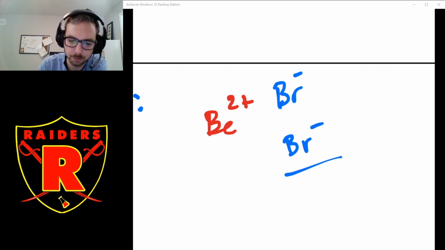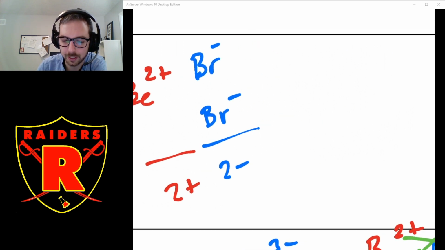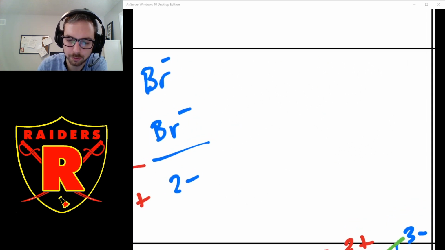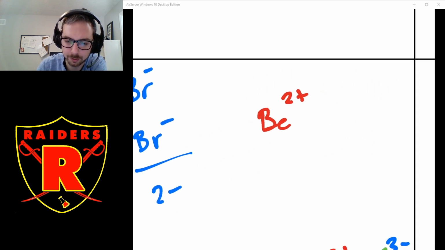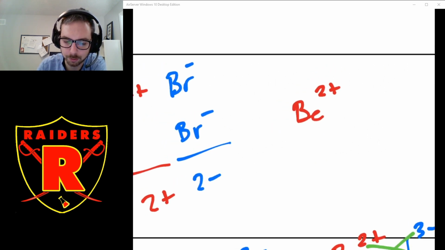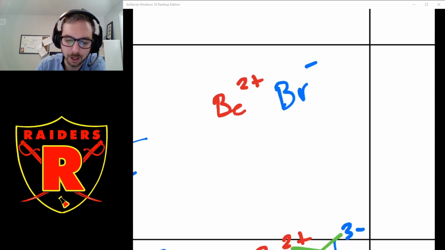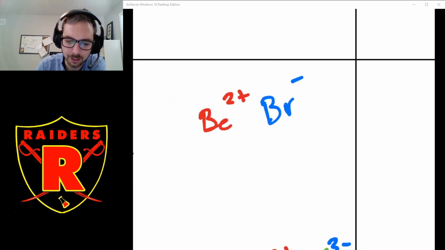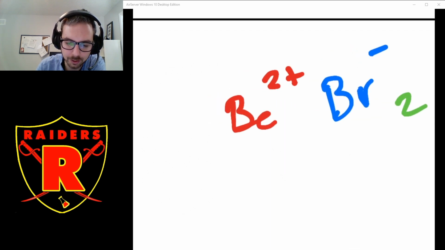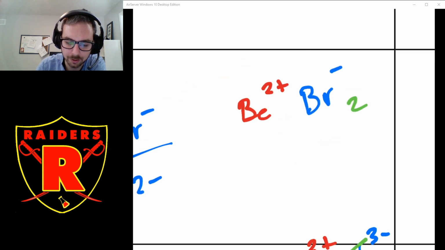And if we take our totals at the bottom, we'll notice that we've got 2 plus total charge and 2 negative total charge. In other words, it adds up to 0. So if I look at just their charges, so I write the beryllium out. There's the charge of 2 plus, and I write the bromine out. Bromine is a 1 minus charge. The number of bromines that I need in order to counteract this charge of 2 plus is 2. And the number of berylliums that I need to counteract this charge of 1 minus is 1.